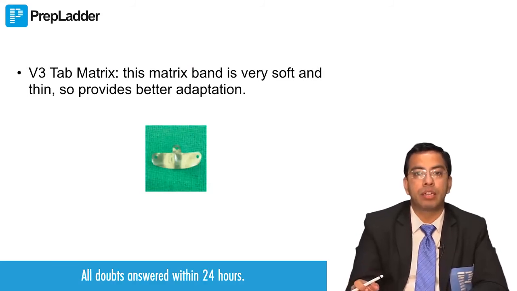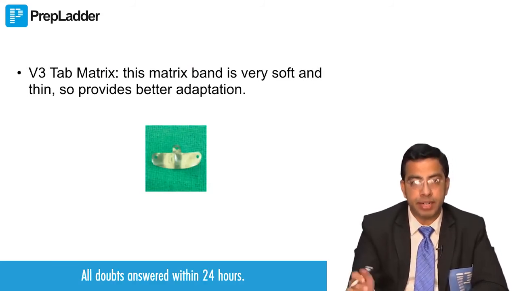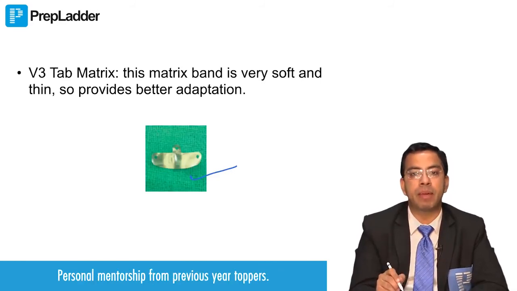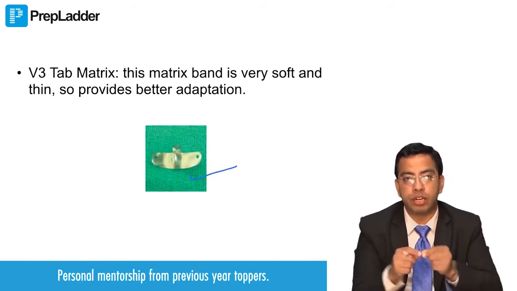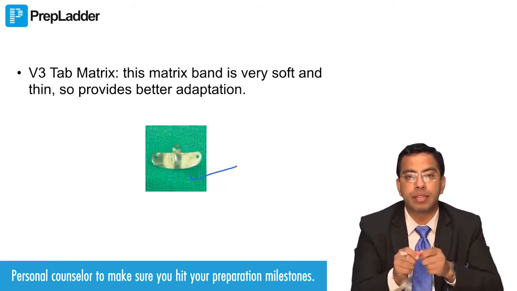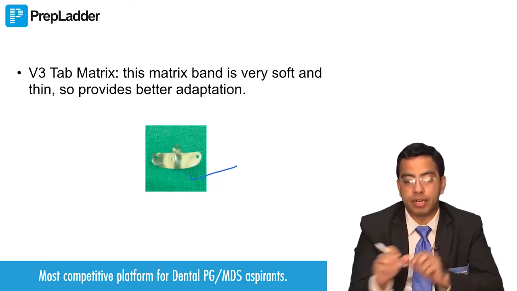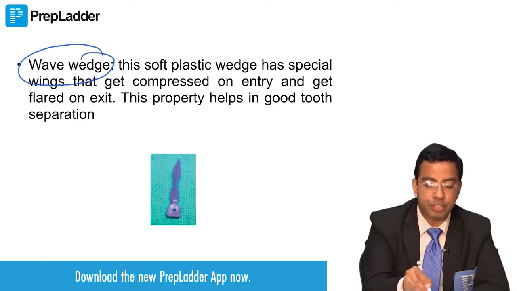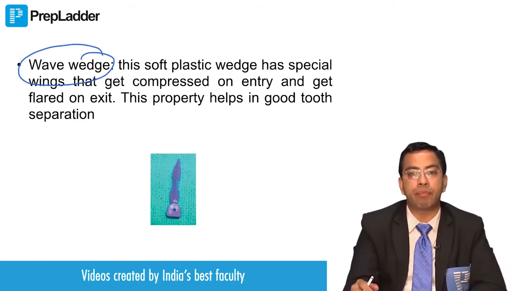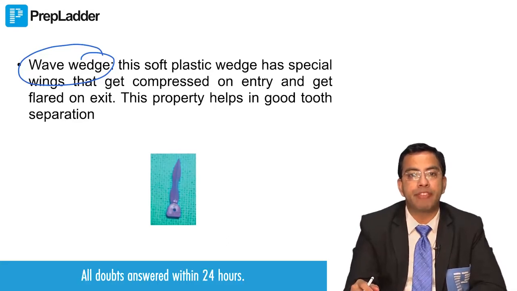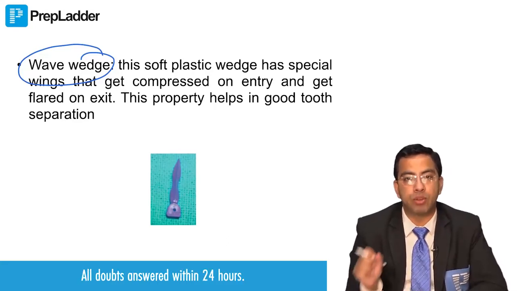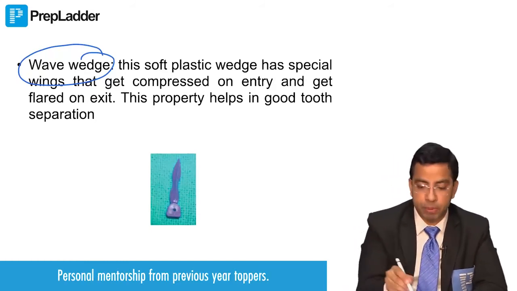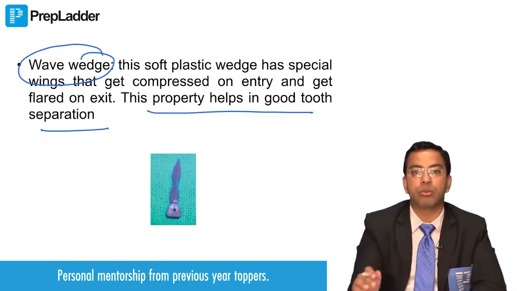You have the V3 tab matrix. It is made up of nickel titanium. It is very soft and very malleable. That's the band, so you can just contour it with your fingers so as to adapt it nicely. Then you have the wave wedge. It's a special kind of soft plastic wedge. It has special wings that get compressed on the entry and get flared on the exit. This property helps to get good tooth separation.